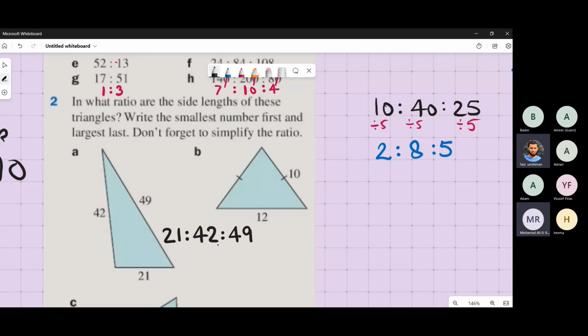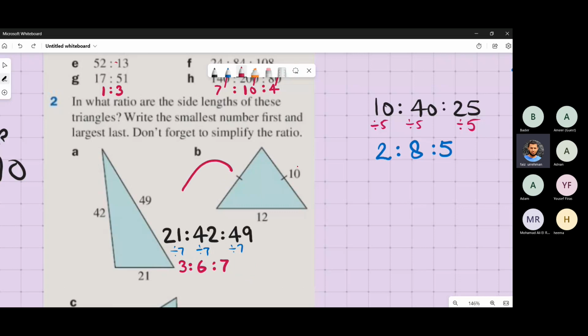So 21, 42, 49. Very good. Now we divide by 7. 3 to 6 to 7. So ultimately, what are you going to get? The answer is 3 to 6 to 7. Is it clear? Yes.